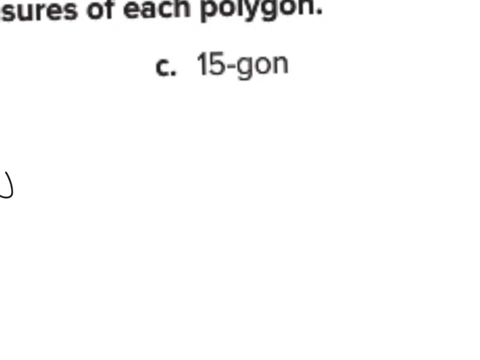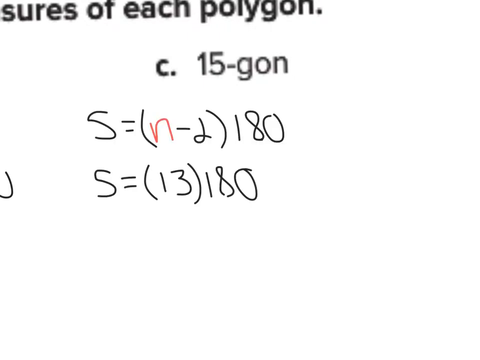Okay, now let's try the 15-gon. So I start with my formula, I replace my variable. I know that 15 will be here. 15 minus 2 is 13, so I skipped one step when replacing the variable. And then I multiply 13 times 180, and when I do that, I get the sum of all angles is 2,340 degrees.